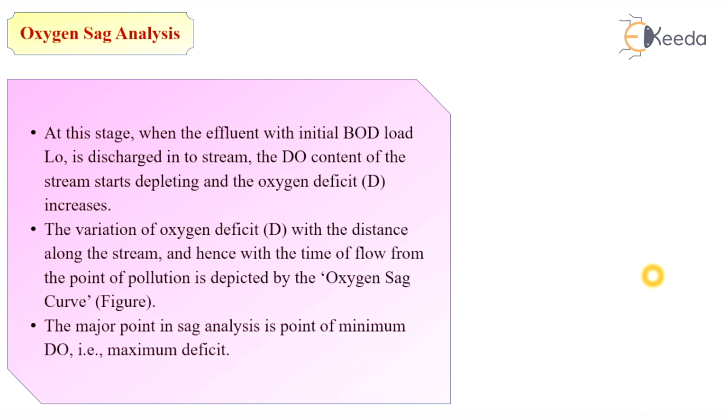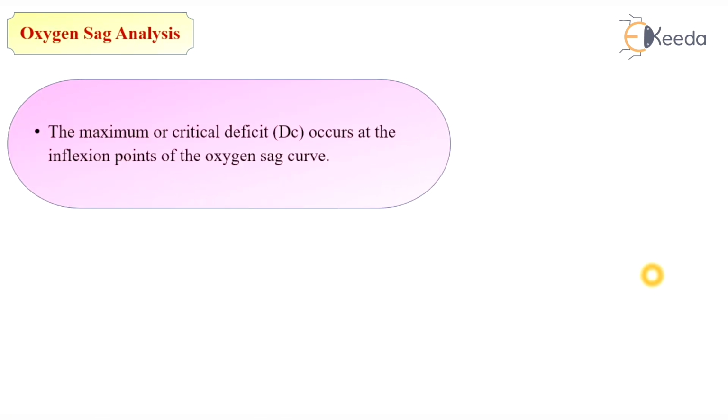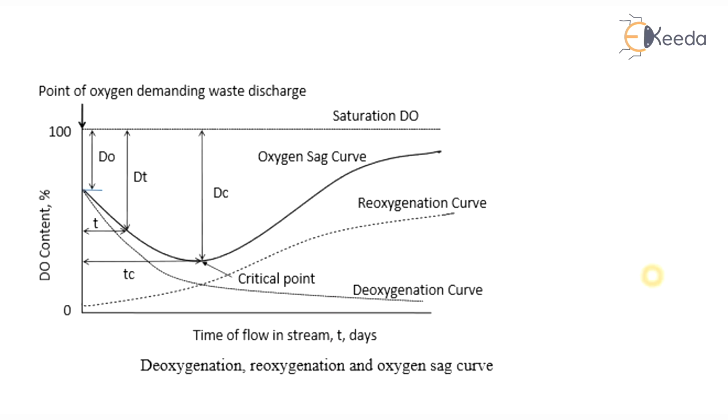The major point in sag analysis is the point of minimum dissolved oxygen, that is maximum deficit, which we can call the critical dissolved oxygen content. The maximum or critical deficit occurs at the inflection point of the oxygen sag curve. We will see all these definitions or points by showing the graph.